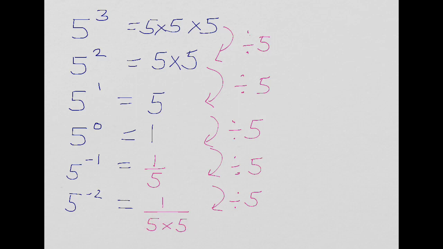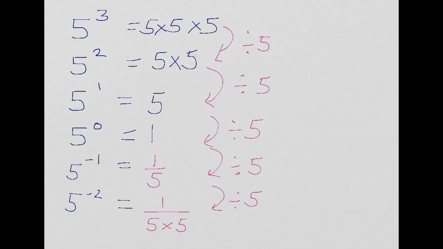So this negative is telling me that my 5 is now dividing. Up here it was multiplying, but with this negative, my 5 is now dividing. So my negative is almost telling me that I'm dividing by 5 squared rather than multiplying by 5 squared.